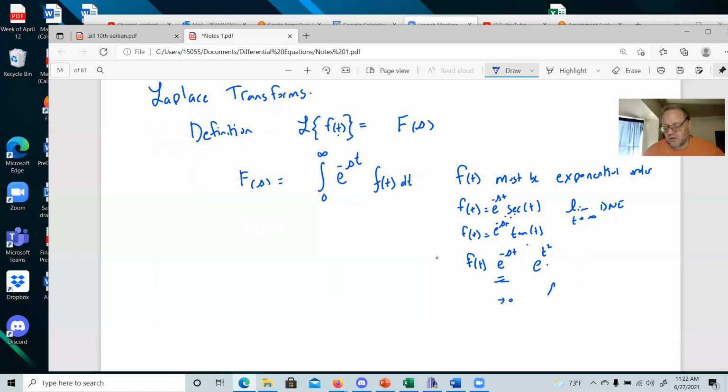The polynomials are all of exponential order. Exponentials are of exponential order. Trig functions, sine and cosine, are of exponential order. Some aren't, right? These trig functions aren't. But most of the functions that you're going to deal with in a real world type of setting are going to be of exponential order. So that's why this remains a very powerful technique.